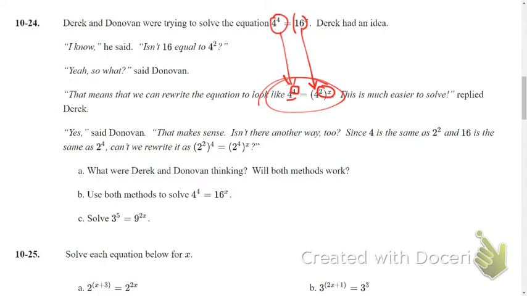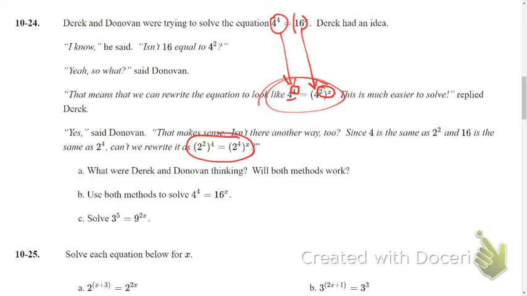So, yes, said Donovan, that makes sense. Is there another way too? Since 4 is the same as 2 squared and 16 is the same as 2 to the 4th, can't we rewrite it this way? Okay, so will both methods work? Well, I'm telling you, they absolutely will work. All right, let's solve this. So I'm going to solve this for you guys, and then you're going to practice it with the next few problems, okay? So it says use both methods to solve this.